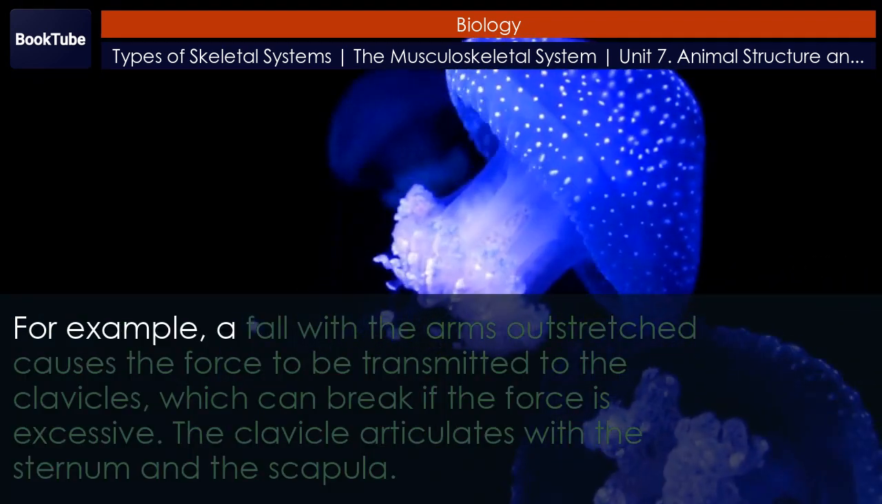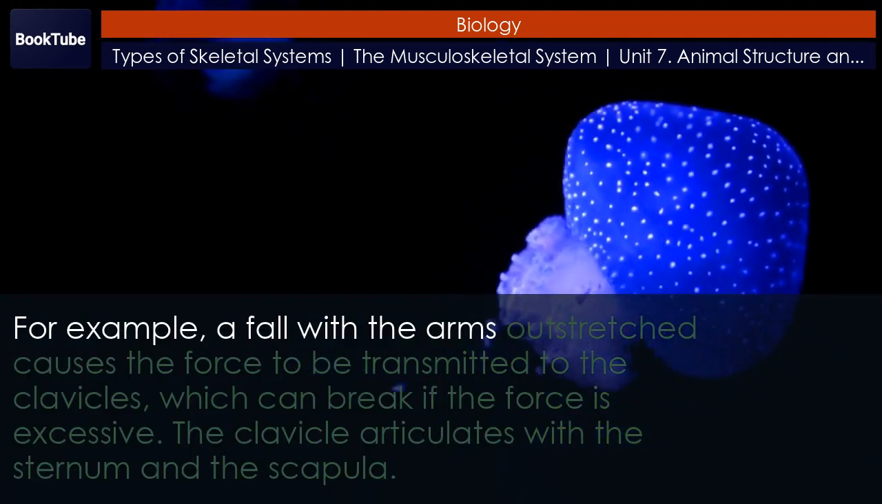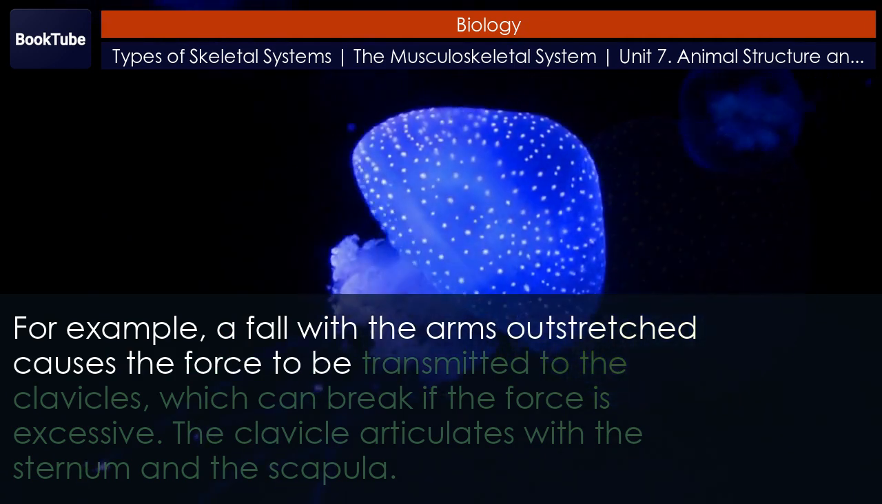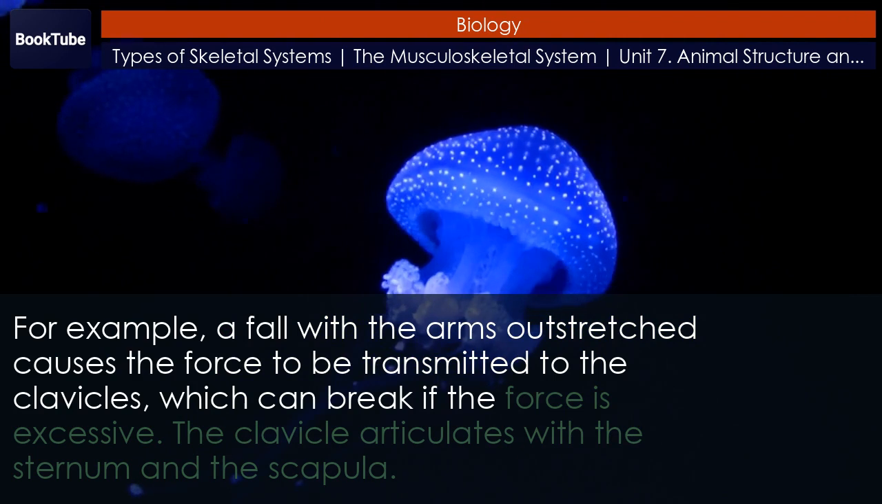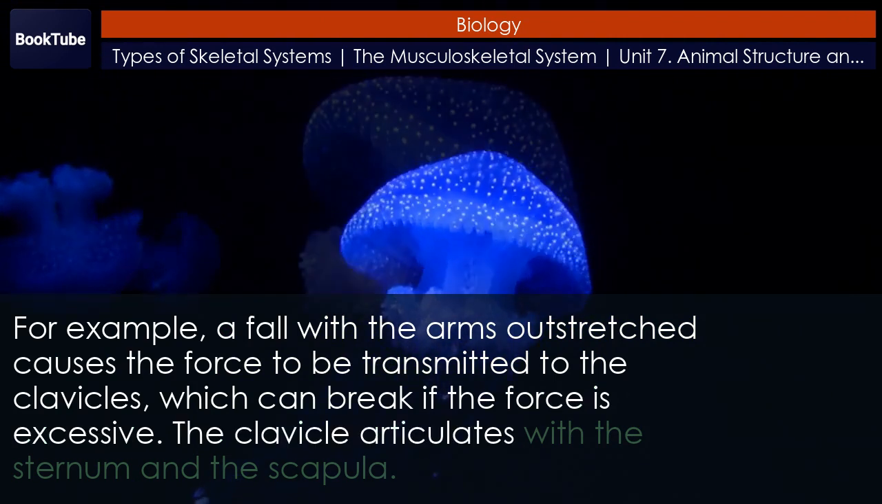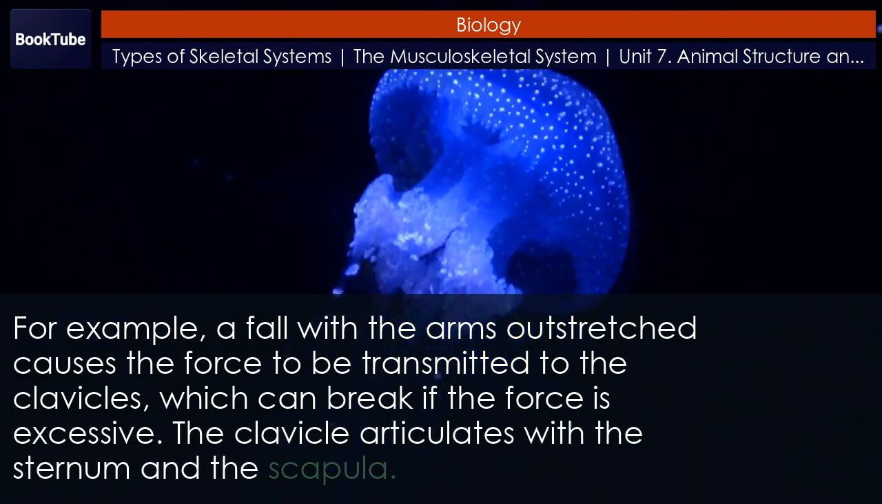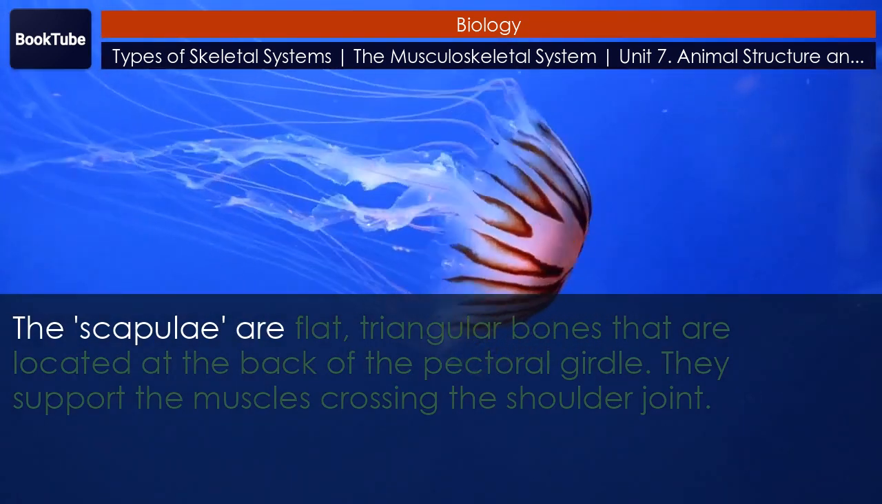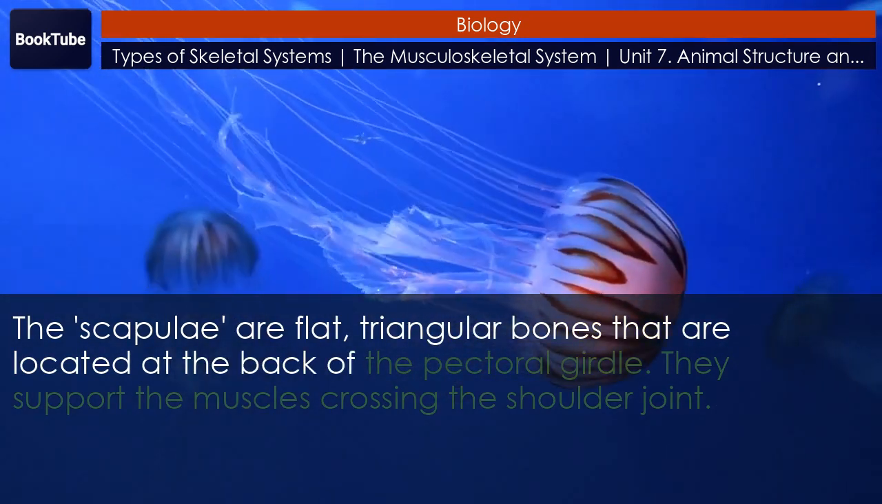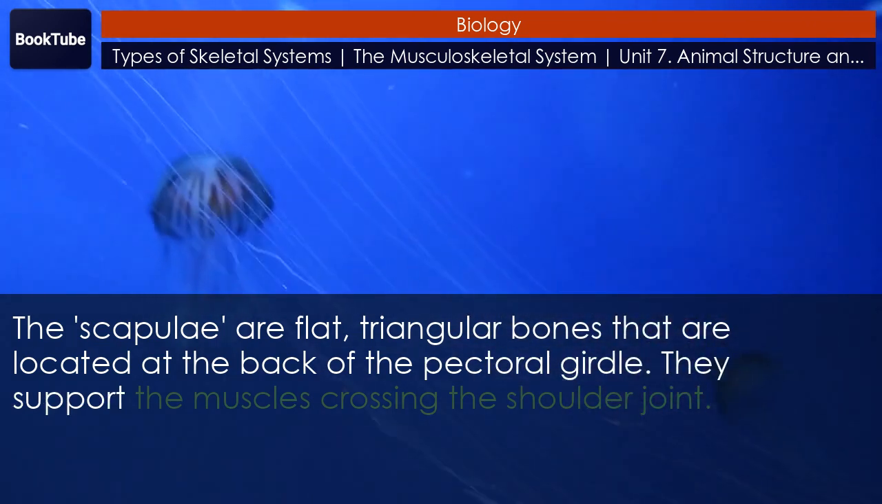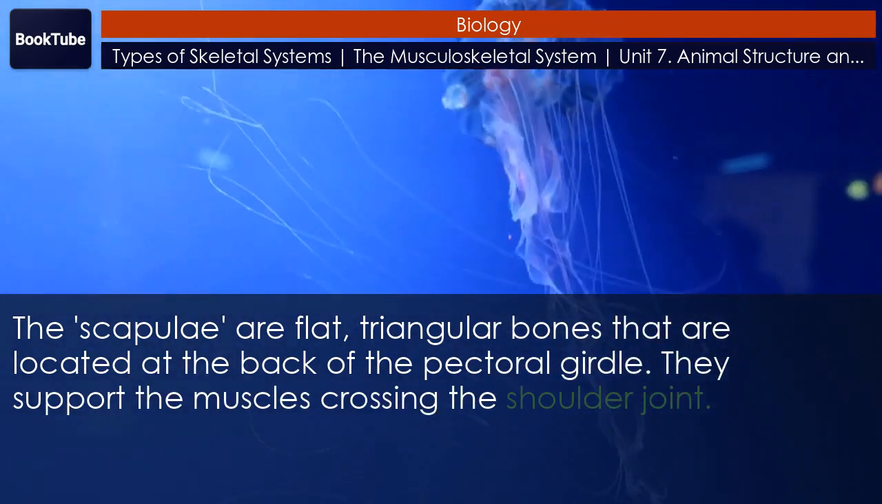For example, a fall with the arms outstretched causes the force to be transmitted to the clavicles, which can break if the force is excessive. The clavicle articulates with the sternum and the scapula. The scapulae are flat, triangular bones that are located at the back of the pectoral girdle. They support the muscles crossing the shoulder joint.